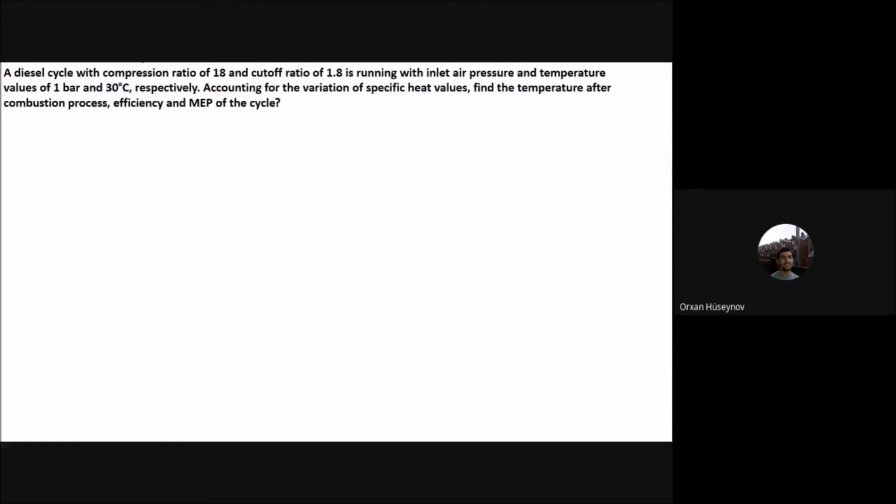Now the example is that we have a diesel cycle with a compression ratio of 18 and the cutoff ratio of 1.8. It is running with inlet air pressure and temperature values of 1 bar and 30 degrees Celsius respectively. Accounting for the variation of the specific heat values, this one is very important, find the temperature of the combustion process and the efficiency and the MEP of the cycle.